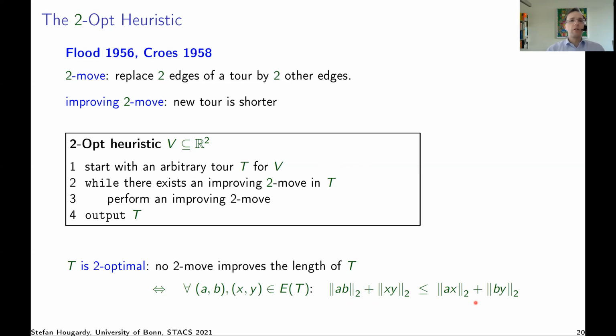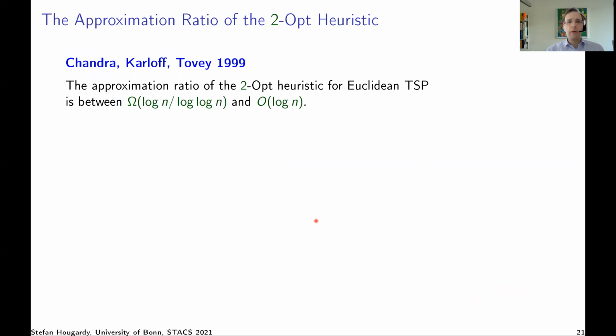So the question now is, what is the approximation ratio of the two-opt heuristic? It turns out that in practice, the two-opt heuristic yields quite good results. For example, for random point sets, one usually finds a solution that is within 5% of the optimum. However, here we are interested in the worst case behavior. So the question is, what is the worst case approximation ratio that we can have if we apply the two-opt heuristic? Here, so far, only lower and upper bounds were known.